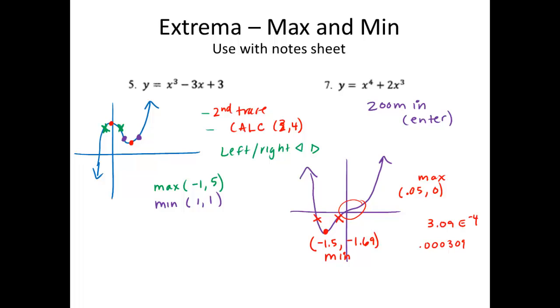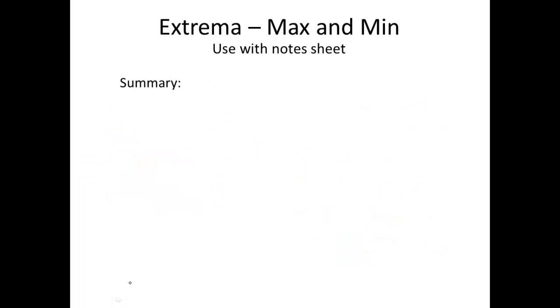So I've left you to try number 2 on the front page and number 6 and 8 on the back page. The idea of this is that you understand what are maximums, what are minimums, and how we can find them in the graphing calculator. That's it. Oh, I don't need to summarize it. I think you got it all.